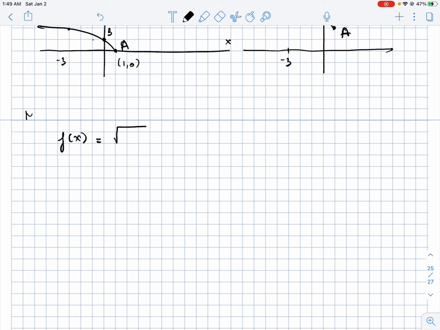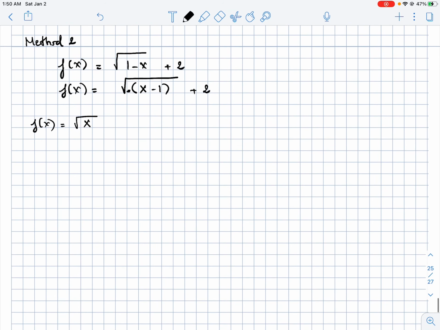For this problem, there's a second way you can do this. Now, this is how we can do the second way. Method 2: f of x equals square root of 1 minus x plus 2. What if I factor out the negative 1? Then I will get x minus 1. Factor out the negative 1, but that negative 1 is still inside the square root. So we will get square root of negative of x minus 1, plus 2.